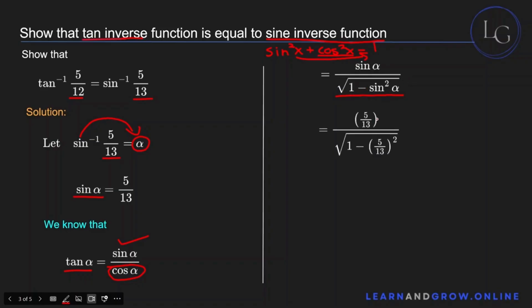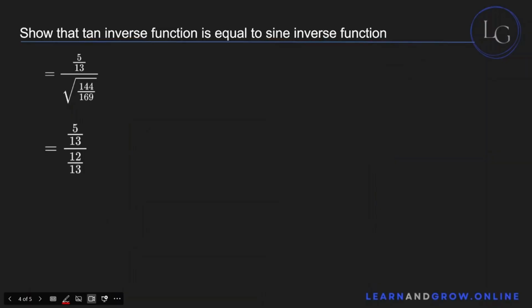Now replace the sine alpha values in this expression, right? So we already know that sine of alpha is equal to 5 by 13. So this in the numerator becomes 5 by 13, and this sine square alpha becomes 5 by 13 whole square. So now do all the calculations, and you eventually end up with 5 by 12. So tangent of alpha, right, is equal to 5 by 12.